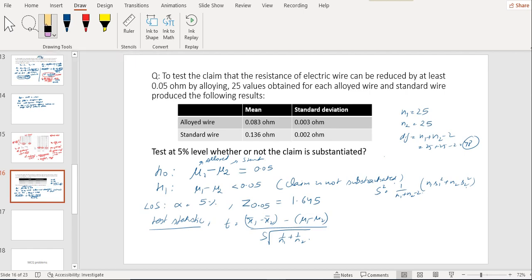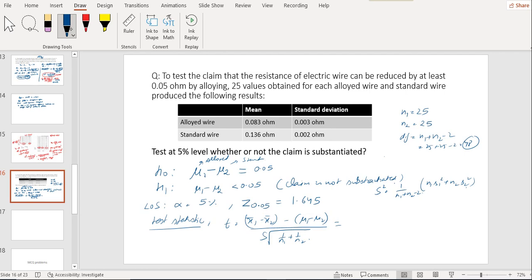So in this case if I substitute the values, because all the data is given to us, the null hypothesis means that we are saying that there is no difference. It means that we are simply saying that the resistance of the electric wire is reduced by 0.05 ohm, but saying at least means that its value is reduced by more than 0.05 ohm.